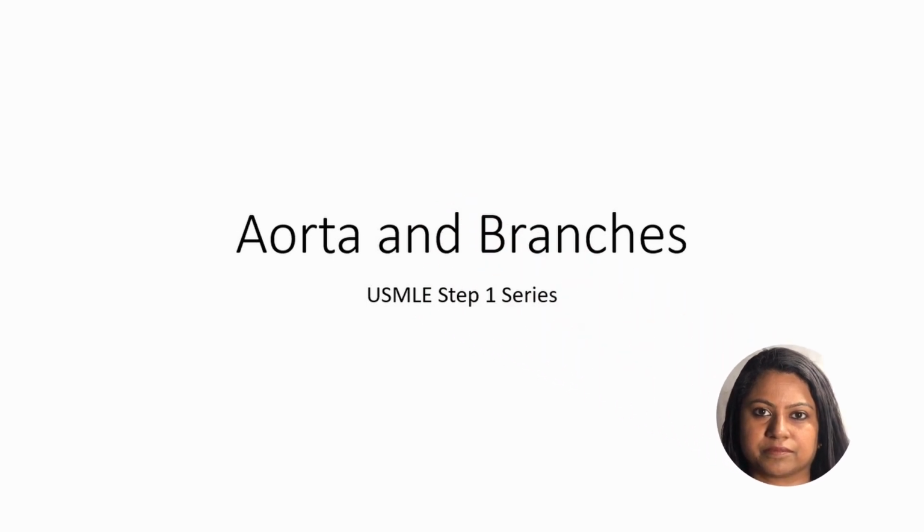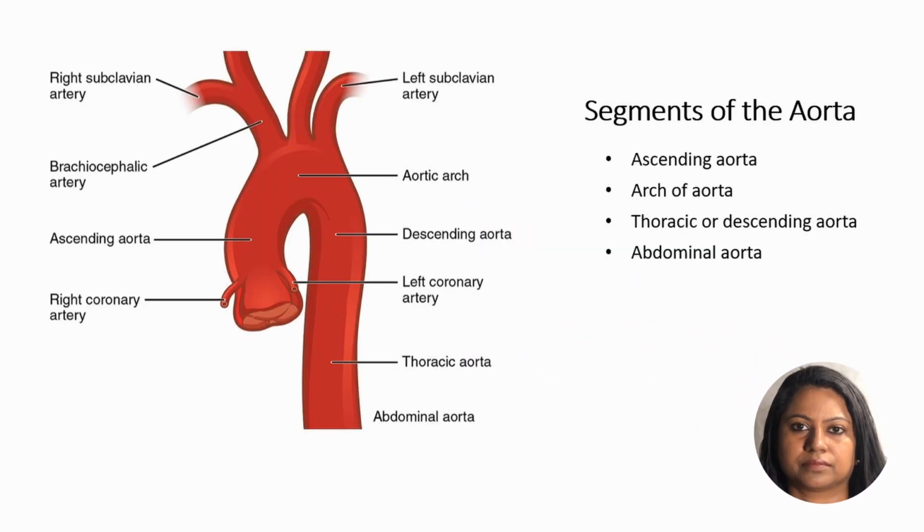In this video, we will talk about aorta and its branches. The aorta is the largest artery in the body. It is composed of four major segments, which are the ascending aorta, arch of aorta, descending or thoracic aorta, and abdominal aorta.